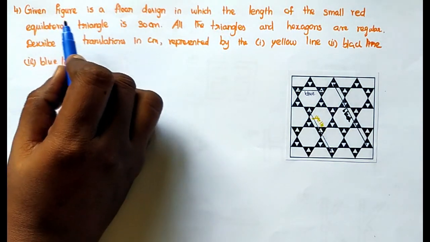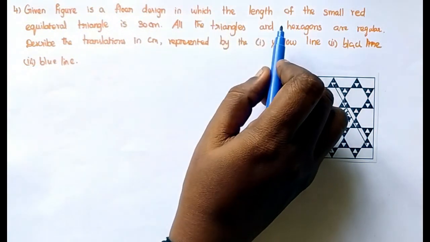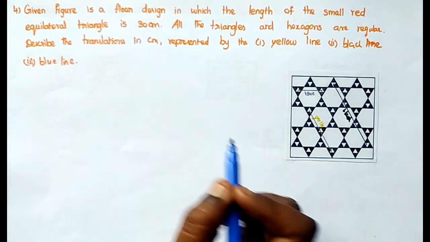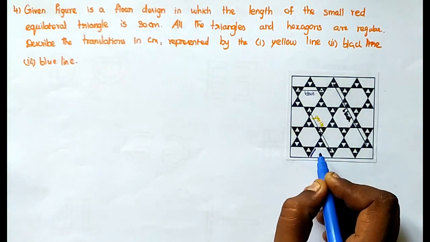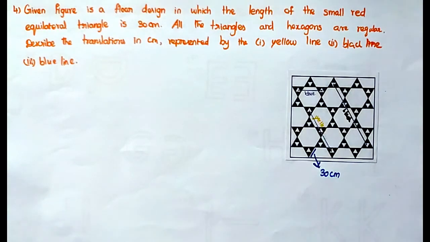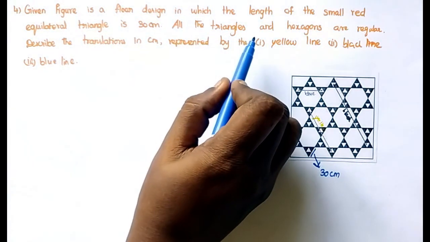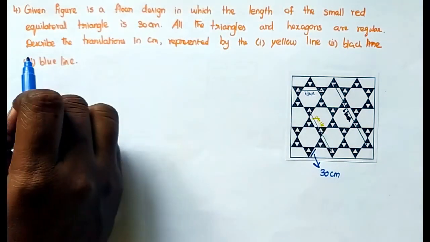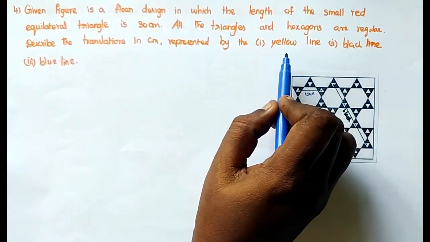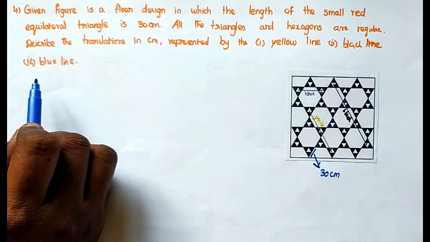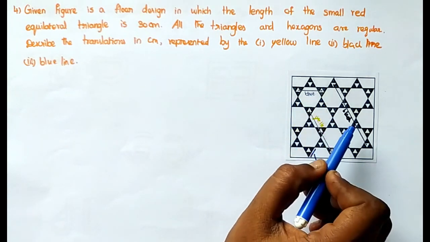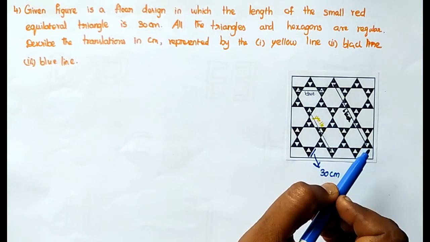Fourth sum. The given figure is a floor design in which the side of the small red equilateral triangle is 30 centimeter. So listen, this length is 30 centimeter. All the triangles and hexagons are regular. Describe the translation in centimeter represented by the yellow line, black line and blue line. This one is the yellow line, this is the blue line and this is the black line in your book.